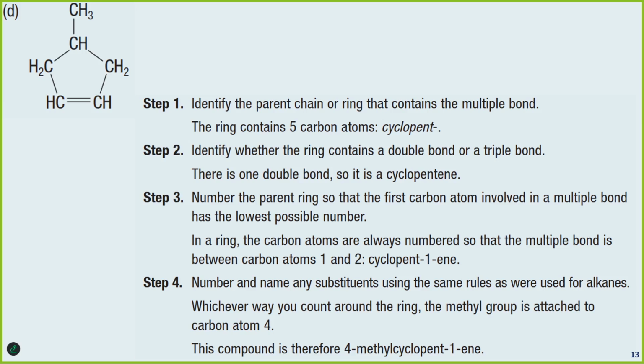Next step, number and name any substituents using the same rules as were used for alkanes, which we learned yesterday. Whichever way you count around the ring, the methyl group is attached to carbon atom 4. So this compound is therefore named 4-methyl cyclopent-1-ene. Are you clear? Any questions?